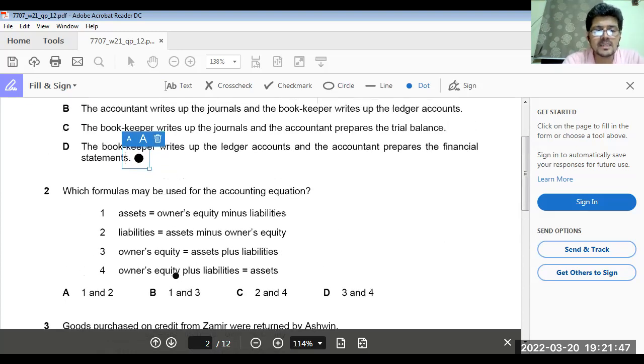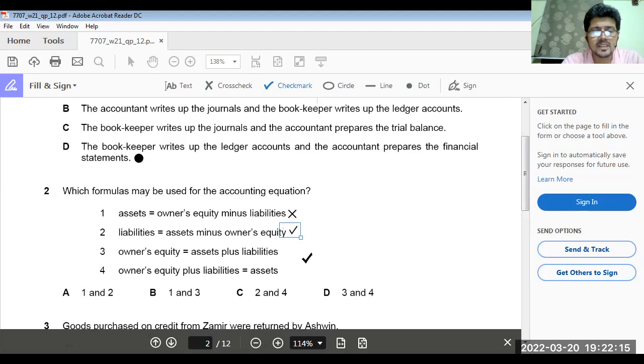Number 2, which formulas may be used for the accounting equation? Number 1, assets is equal to owner's equity minus liabilities. In the accounting equation, liabilities and equity cannot be subtracted. They should always be added. So this could not be the option. This is wrong. Getting my point here? Liability is equal to assets minus owner's equity. Yes, this is right.